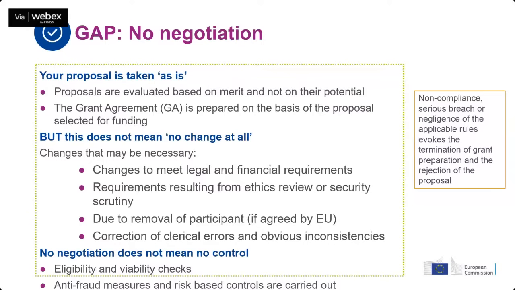We also need to make clear that the fact that we don't do negotiation doesn't mean that we don't have any control. On our side we also do eligibility and viability checks. We have to see, for example, if all the entities are not for any reason prevented from participation, or the viability, as we said, the financial viability, especially for the coordinator, in which case you might be asked to make some changes to the structure. You could, for example, need to change the coordinator. We also do anti-fraud measures and risk-based controls based on our data and the databases that we have.